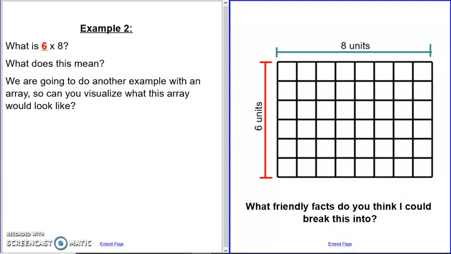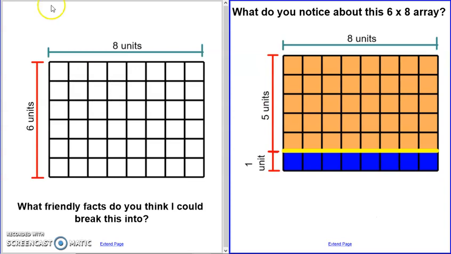All right, welcome back. Let's see if you were thinking the same way I was thinking. I know I needed to break it into friendly facts, and I needed to use 2 different colors, just like I did on the last example. So I broke mine like this. What do you notice about this 6 times 8 array? What friendly facts do you see in this array?